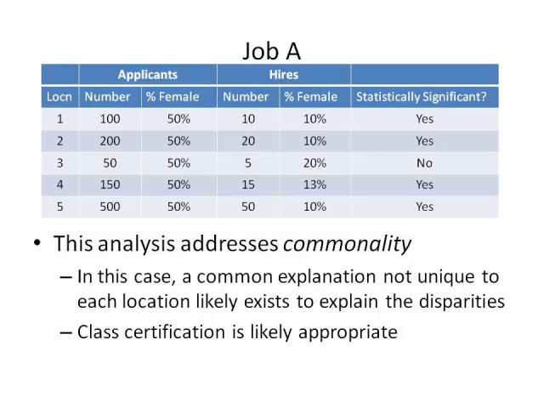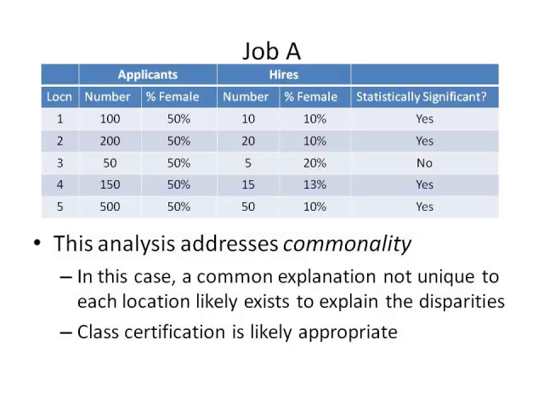Now when we look at the hires into job A, we see that for location 1, there were 10 hires made, and 10% of those hires were female. For location 2, 20 hires were made, and 10% were female. In location 3, 5 hires were made, and 20% were female, etc. So the question becomes, for each individual location, is there a statistically significant disparity in female hires? So for the first location, since females are 50% of the 100 applicants, we would expect 50% of the 10 hires to be female.